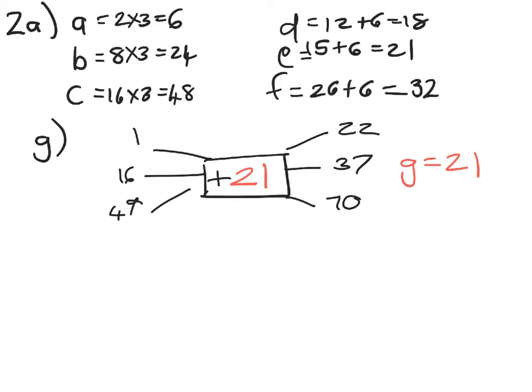We do have to check that that works for the next one. If it works for 2 of them, it'll work for all of them. So 16 plus 21, yes, that is 37, so it works.